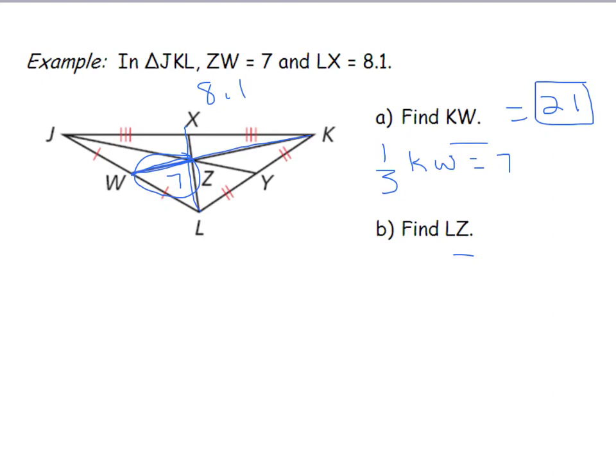For LZ now, LZ here has to be 2/3 of LX. I know that LX is 8.1, so if I take 2/3 of 8.1, it should give me LZ, which is about 5.4.